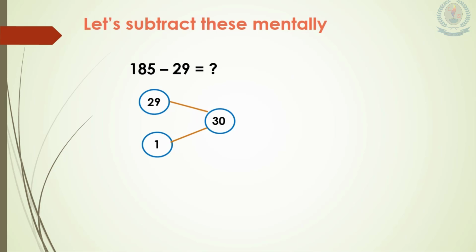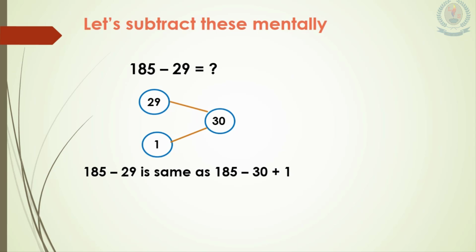So, subtracting 29 is the same as subtracting 30 and then adding 1, because it's easier for us to count on or count back in tens. Here in subtraction we have to count back. So, instead of 29, first we can subtract 30 from 185. Later, to the result, we can add 1. Now let's count back from 185.